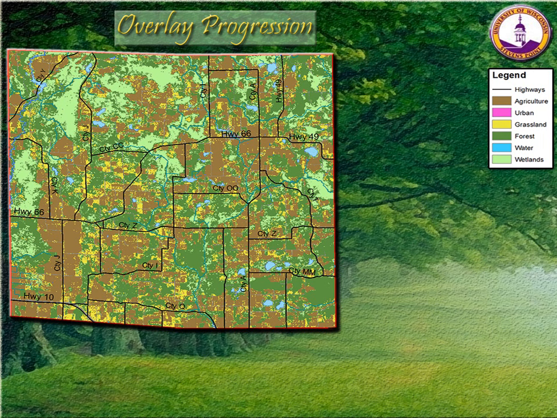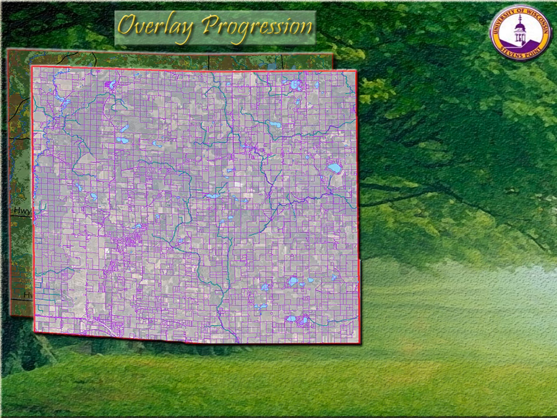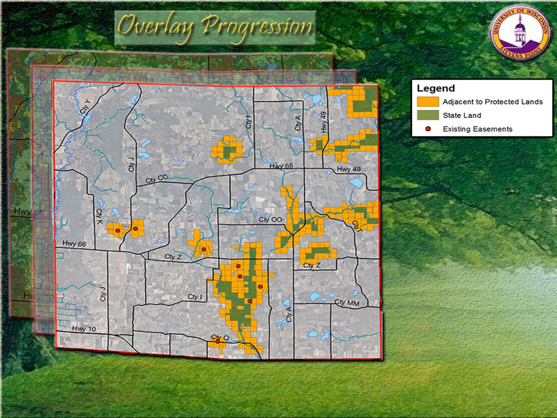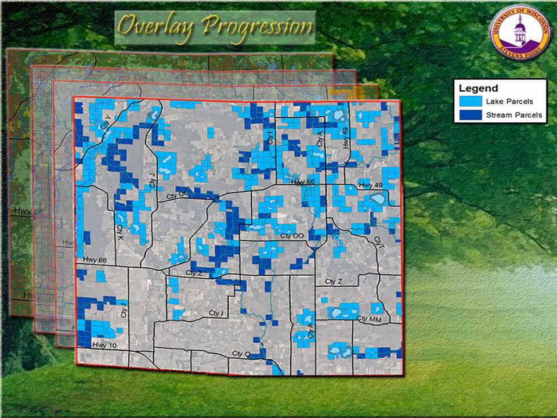The analysis begins with looking at existing land cover data and at the pattern of parcel ownership. We then look at existing protected lands, both state lands, locally protected lands, and existing easements. We add in some information about water resources, those parcels that are near lakes and near streams.